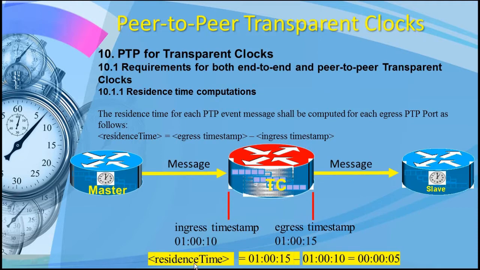So the residence time on the transparent clock is egress timestamp minus ingress timestamp, which means 1 o'clock 15 seconds minus 1 o'clock 10 seconds. The result is 5 seconds. This is the delay introduced on the transparent clock.